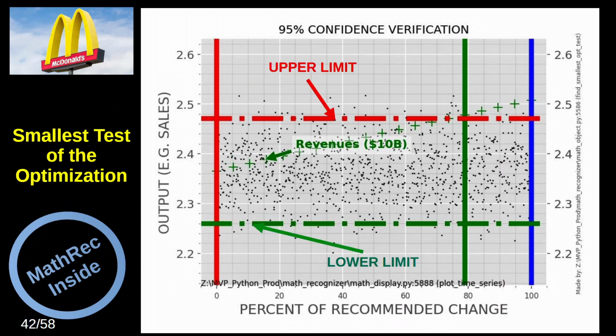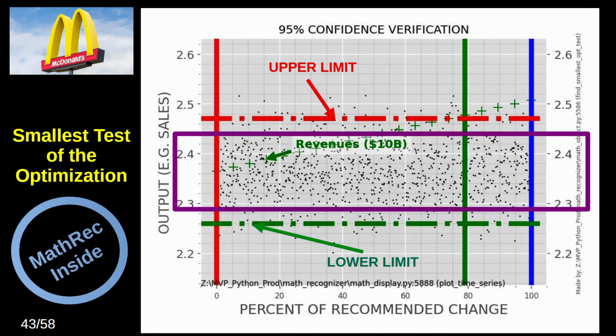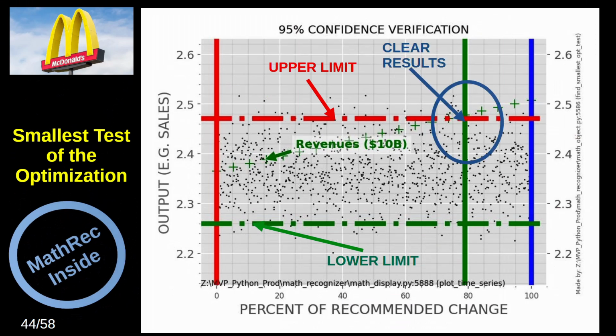The dashed red and green lines show the 95% confidence limits from the errors on the fit. What does that mean? The black dots show the possible effect of the noise not in the formula, such as weather, on the revenues. Sales will vary for unknown reasons even if McDonald's does not change its advertising mix. We need to see an increase in sales larger than these limits to be 95% certain the formula is predictive. That test actually requires about 80% of the recommended change, the vertical green line, not a small test, so hundreds of millions of dollars.